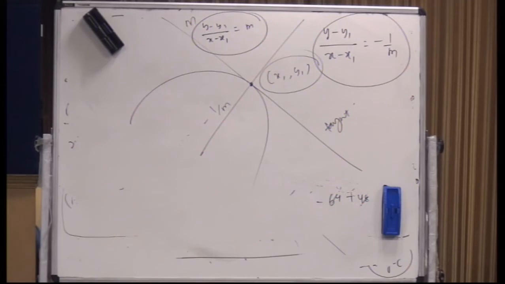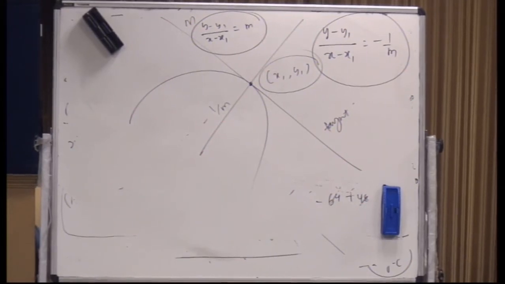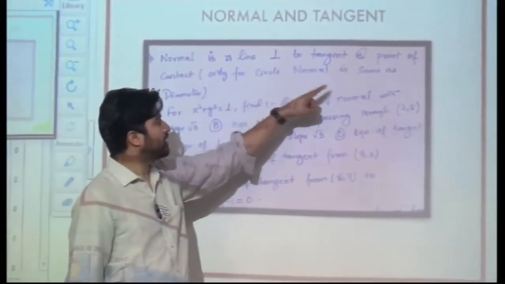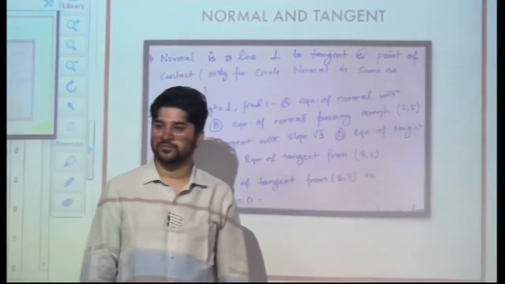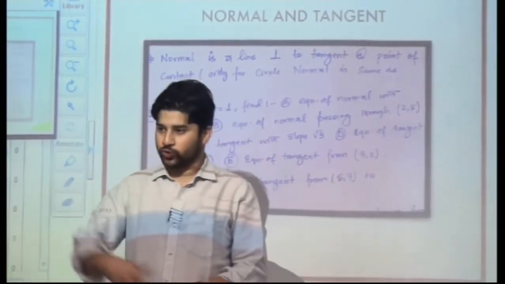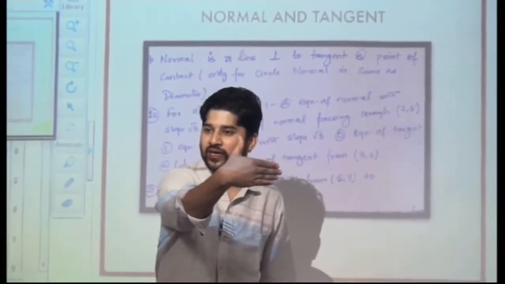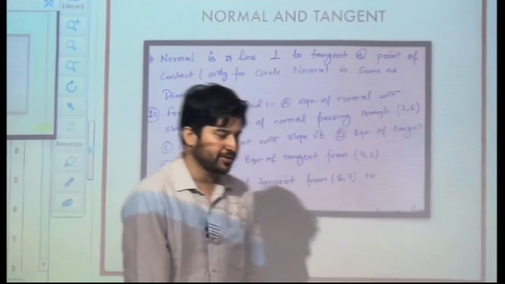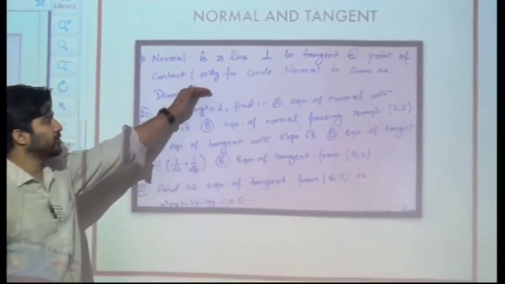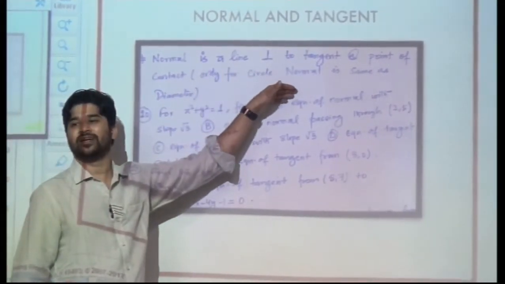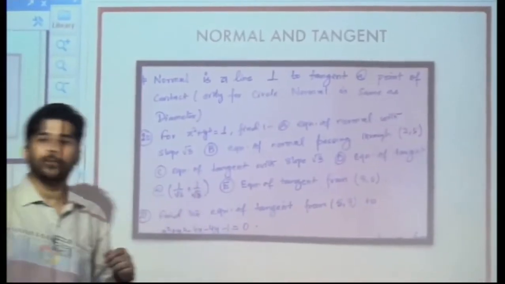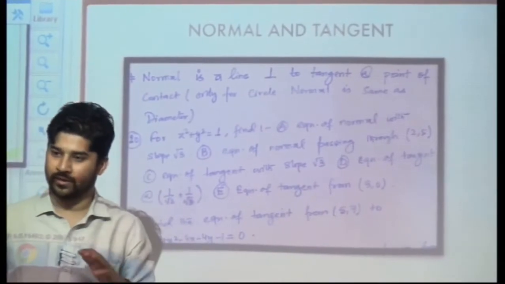What is written here? It is written normal is a line perpendicular to tangent at point of contact. Only for circle normal is same as diameter. Why? जो perpendicular होगा वो definitely center से pass करेगा, and when it is passing through center then that chord becomes diameter, right? So one information you know, that normal is nothing but a radius and a diameter for circle, which is passing through the point of contact, but not true for all the 2-degree curves.